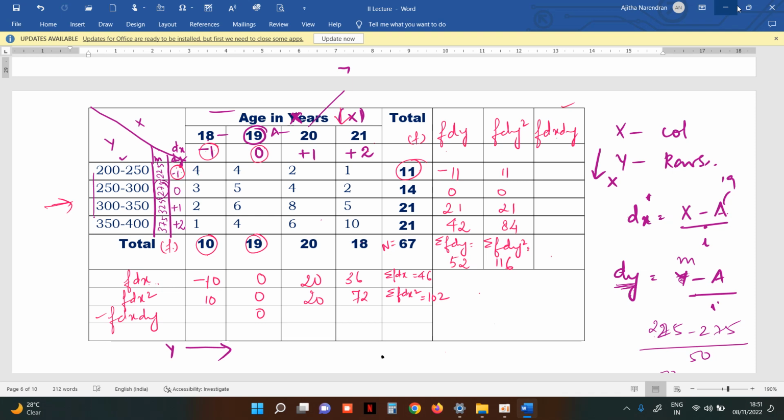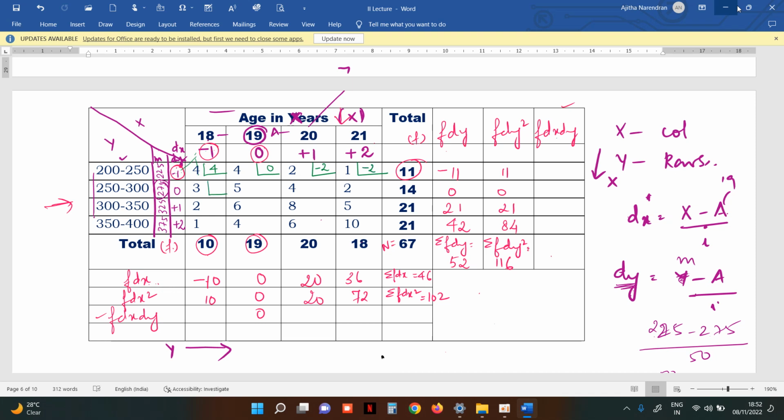into frequency. For example, here, what will be the value that you have to write down here? Minus 1, this value and this value, respective dx dy multiplied by the frequency of that particular cell. Minus 1 into minus 1 is plus 1, plus 1 into 4 is 4. This is how you have to write down, okay. This is 0, so it will be 0. This one, minus 1 into plus 1 is minus 1. Minus 1 into 2 is minus 2. This you have to write. Minus 1 into 2 is minus 2, minus 2 into 1 is minus 2, both minus 2.